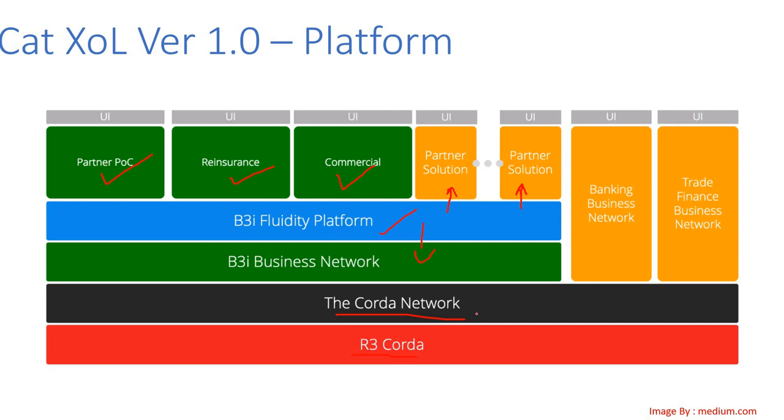And as I said earlier, they have selected the Corda network. Earlier, B3i was working with Hyperledger, and later on they decided to move to the Corda network because Corda provides them a solid foundation in terms of integrating with and leveraging other industries. For example, the banking business network or trade finance network is already running on the Corda network. So when this network goes big, it will start integrating with banking and trade finance in order to have more integrated products.